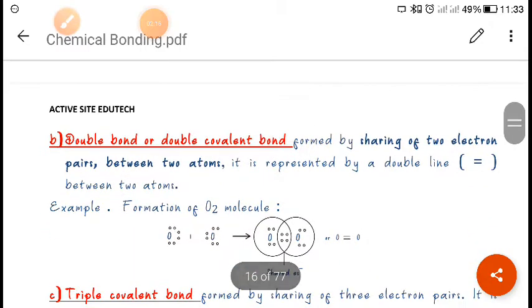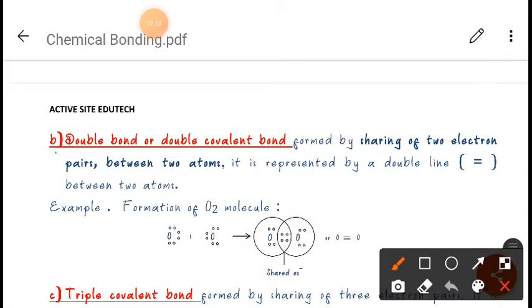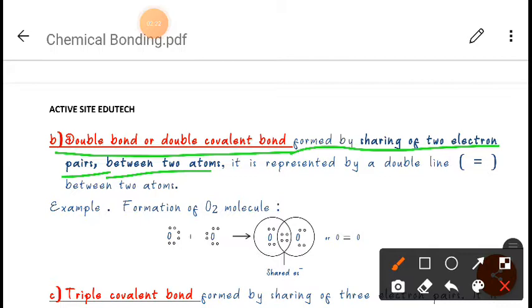Now next is the double covalent bond. A double covalent bond is formed by the sharing of two electron pairs between atoms. When the atoms are sharing two electron pairs, that is, a total of four electrons are shared, they are forming a double bond, or we can say a double covalent bond. It is represented by a double dash between the two atoms, as you can see here.